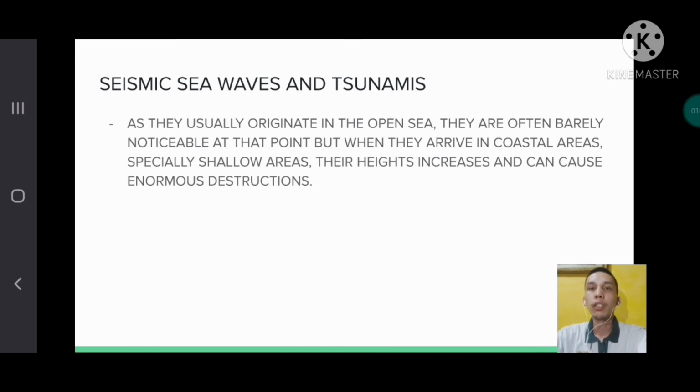As they usually originate in the open sea, they are often barely noticeable at that point, but when they arrive in coastal areas, especially shallow areas, their height increases and can cause enormous destruction.